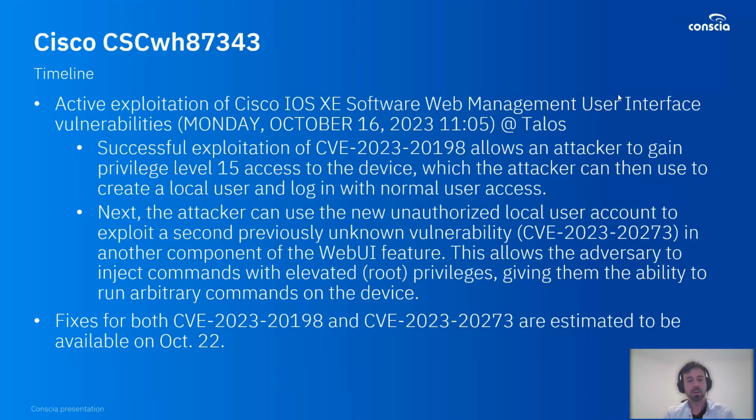What happened was that Cisco Talos published on October 16 that some kind of threat actor is exploiting Cisco devices in the wild. They identified two CVEs that were assigned to this bug. The first CVE allowed an unauthenticated remote attacker to get privilege level 15 access to the device. The second one allowed a web user interface user, so one that's authenticated to the web interface, to execute commands with elevated privileges, so root privileges.